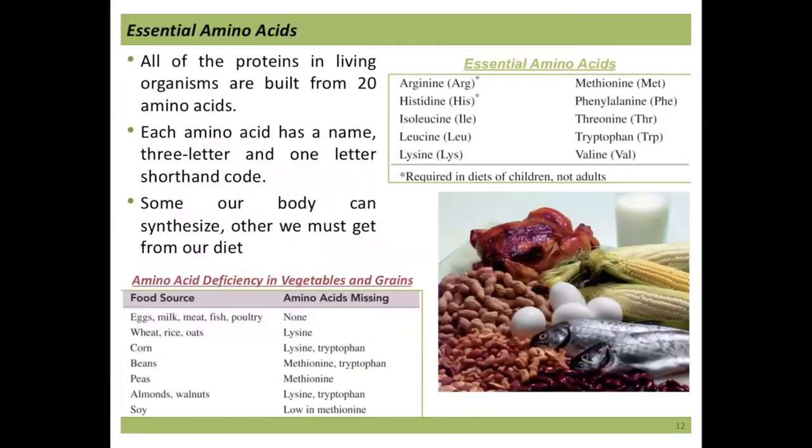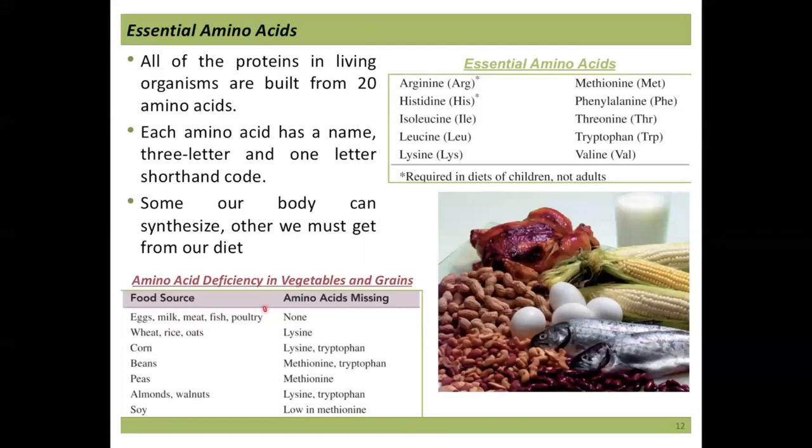So when we talk about these for you nutrition majors, some of them we refer to as essential amino acids. These are essential in the diet because we can't make them. And so you can see the essential amino acids listed up there. And then we have amino acids that we can make, which are the rest. So some of these are required in the diets of children. And if you don't eat a well-rounded diet, then you may be deficient.